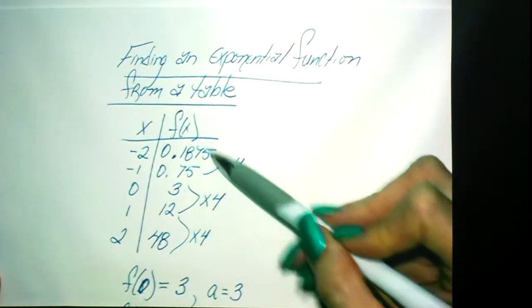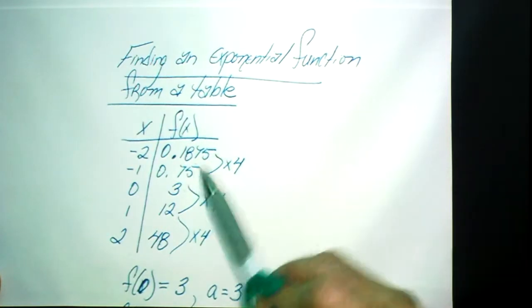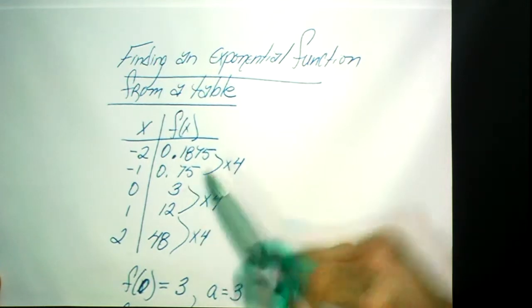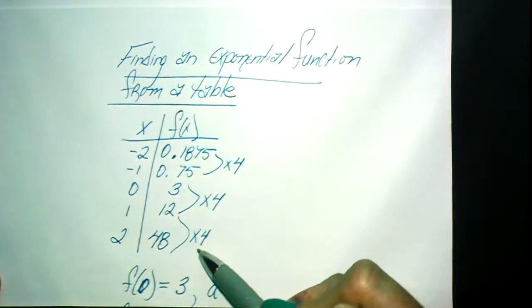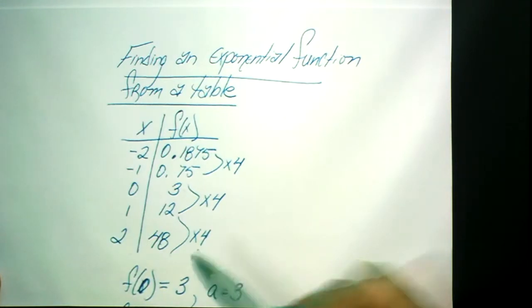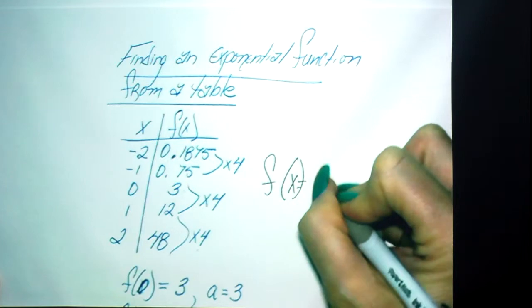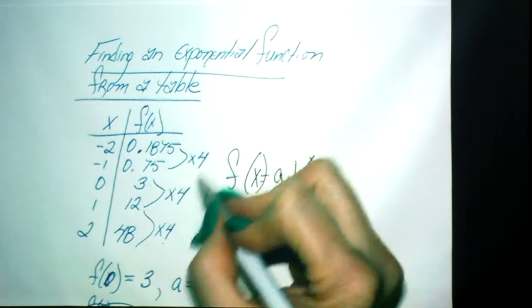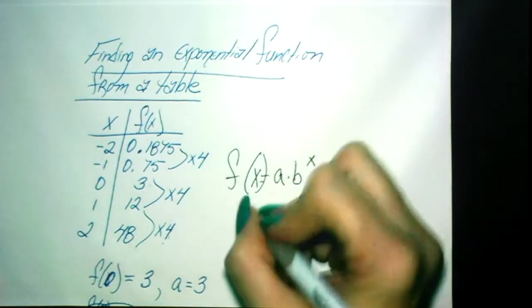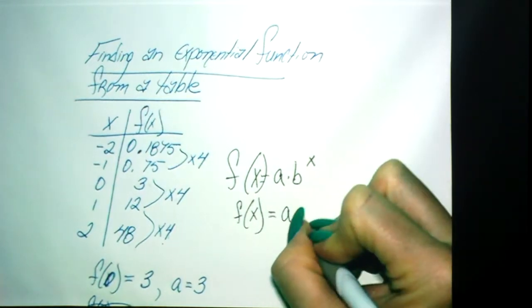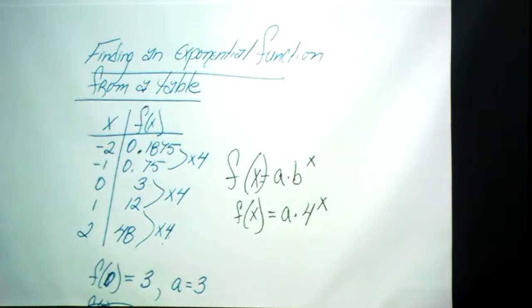So then if you check these two, you realize that if I multiply 0.1875 by 4, I get 0.75. Okay, so the common ratio here is 4, and that is actually going to be your b value. So when we are finding our function, we have f of x is equal to a times b raised to the x. Since we know that we're multiplying by 4 every time, our function is going to be a times 4 raised to the x.